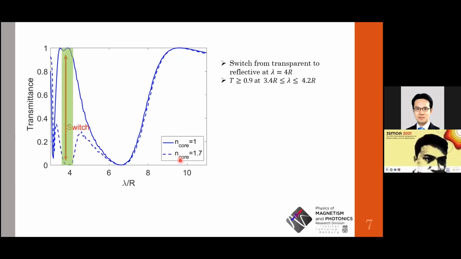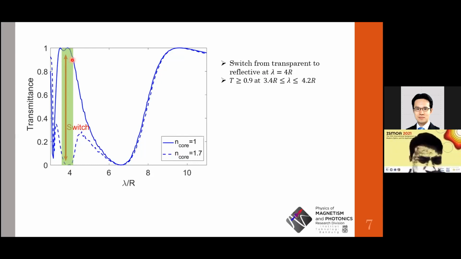Suppose now we say that the transparent state occurs when the transmittance of the system is higher than 90%. We can immediately see that this switching phenomenon occurs not only at a single wavelength, but it occurs at a band of wavelengths. And that reflects the robustness of this phenomenon.